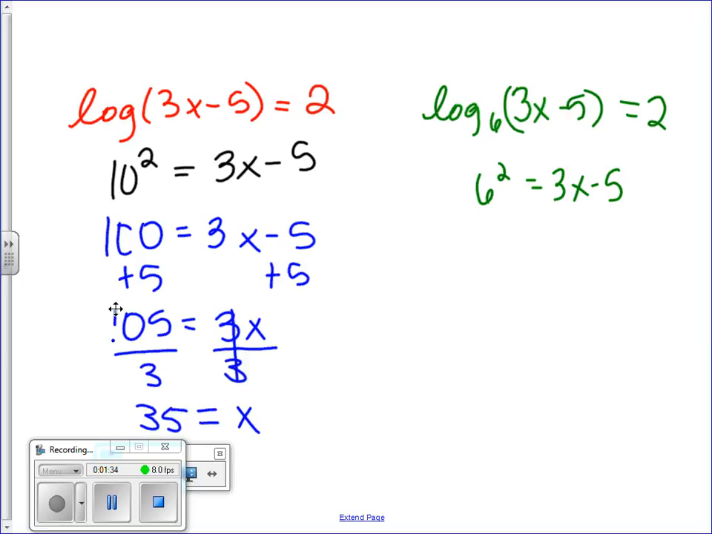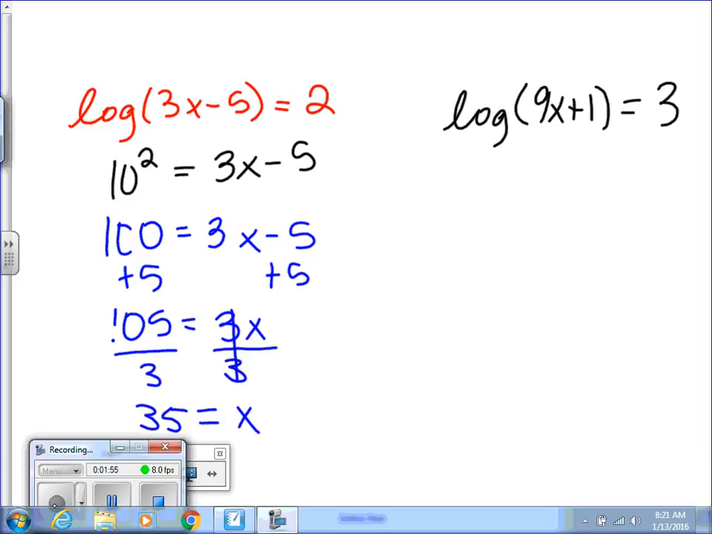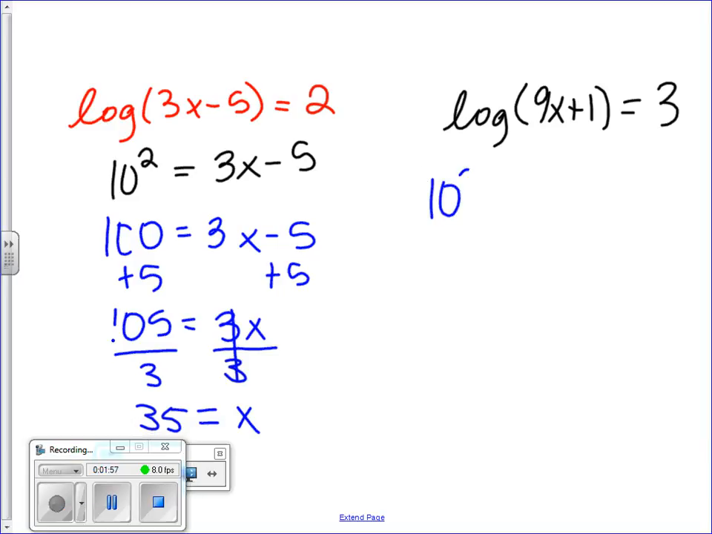You don't have to do anything to it. That's pretty easy. Okay, try this one. How about, let's do this one. 9x plus 1. So log of 9x plus 1 equals something. It equals 3. So this becomes 10 to the third equals 9x plus 1. What's 10 to the third?